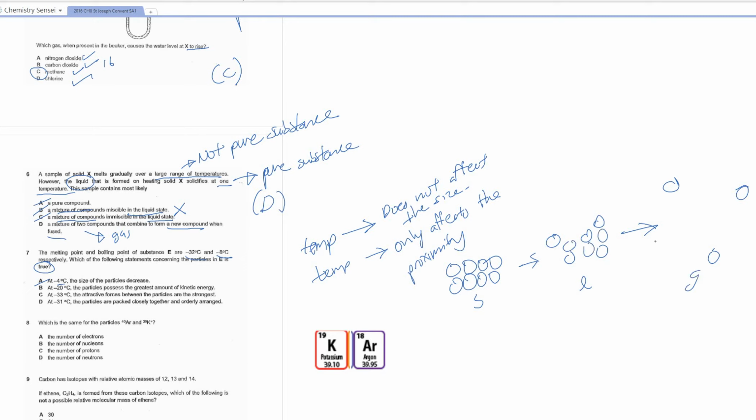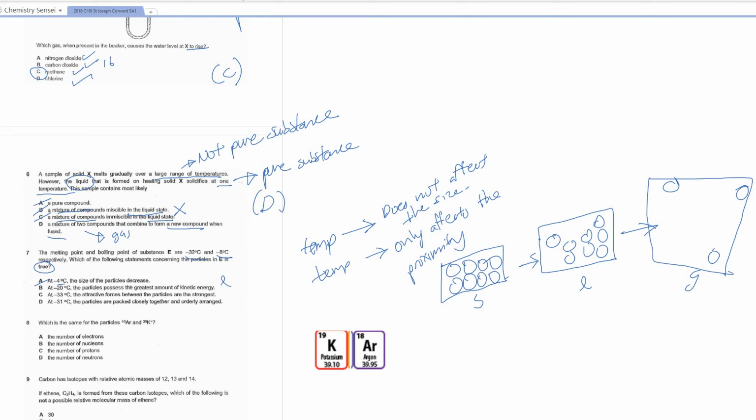So the difference between the solid state and liquid state is, for solid state the particles are packed in an orderly manner, but for liquid state they are packed in a disorderly manner. For gaseous state they are very far apart. So let's take a look at option B at -20 degrees Celsius. At this temperature, substance E is in a liquid state.